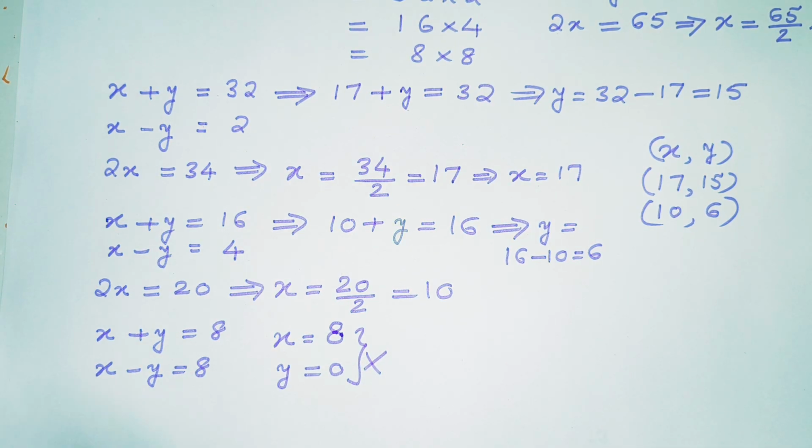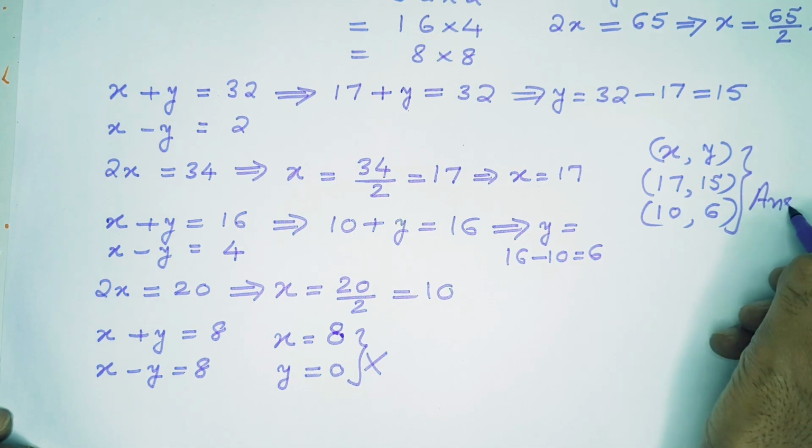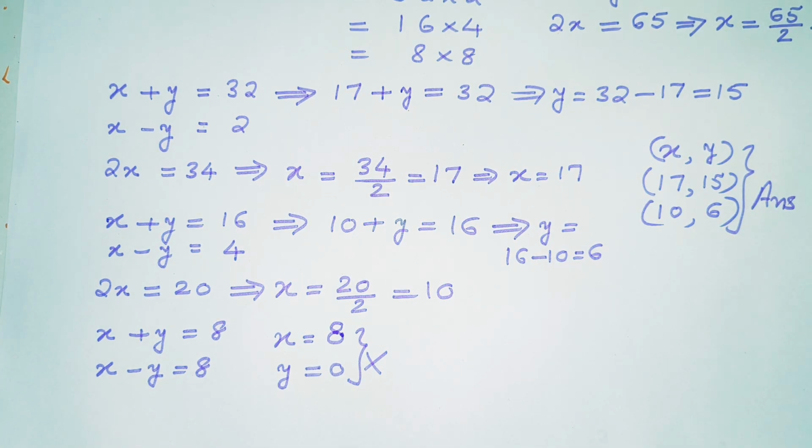So there ends all the natural number solutions we can possibly get from the given equation. And the solutions are these two. These are the final answer. These are the two pairs of solutions we got for the equation given to be solved.